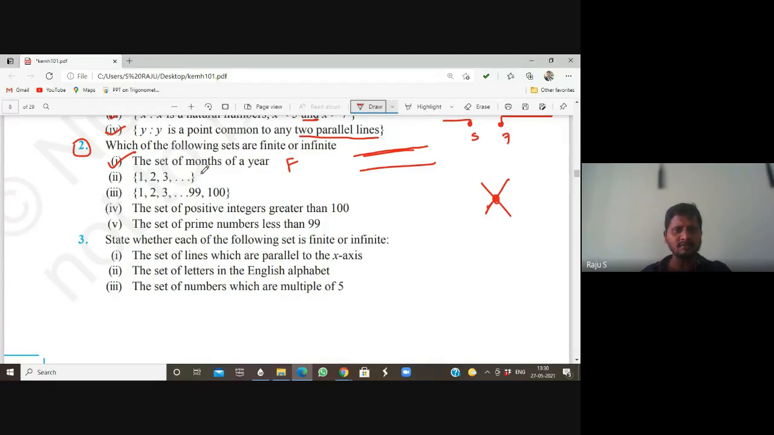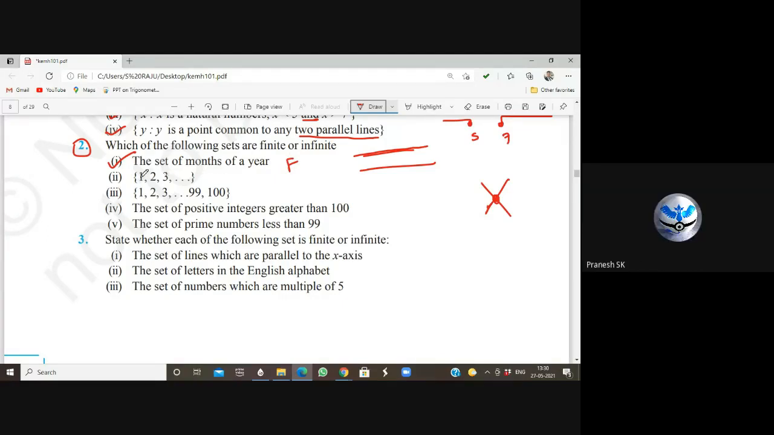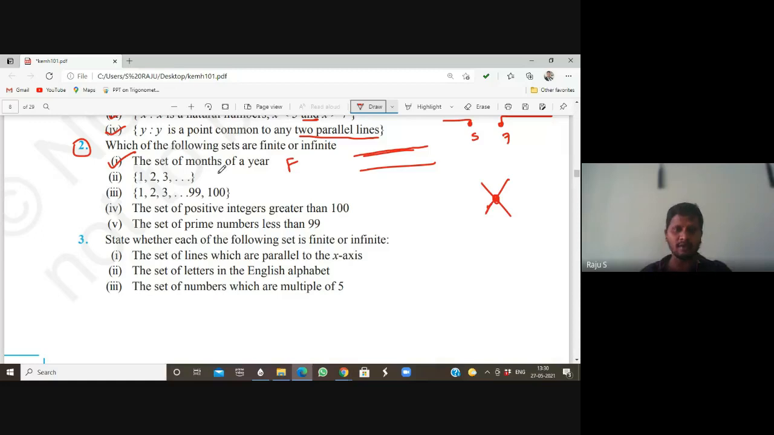What about the second one? Infinite. 1, 2, 3, and so on, up to where? Up to infinity. We cannot count them, they are uncountable, right? So it is an infinite set.